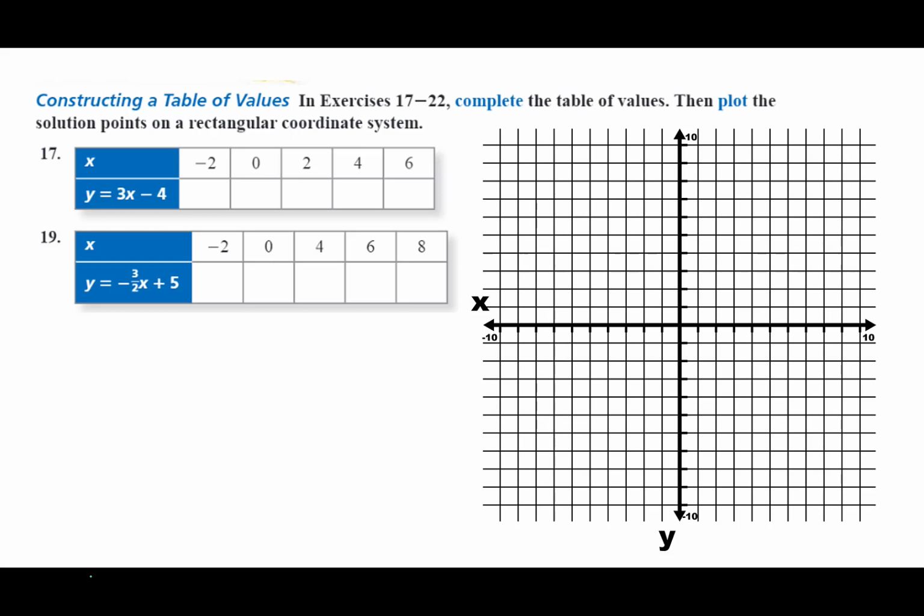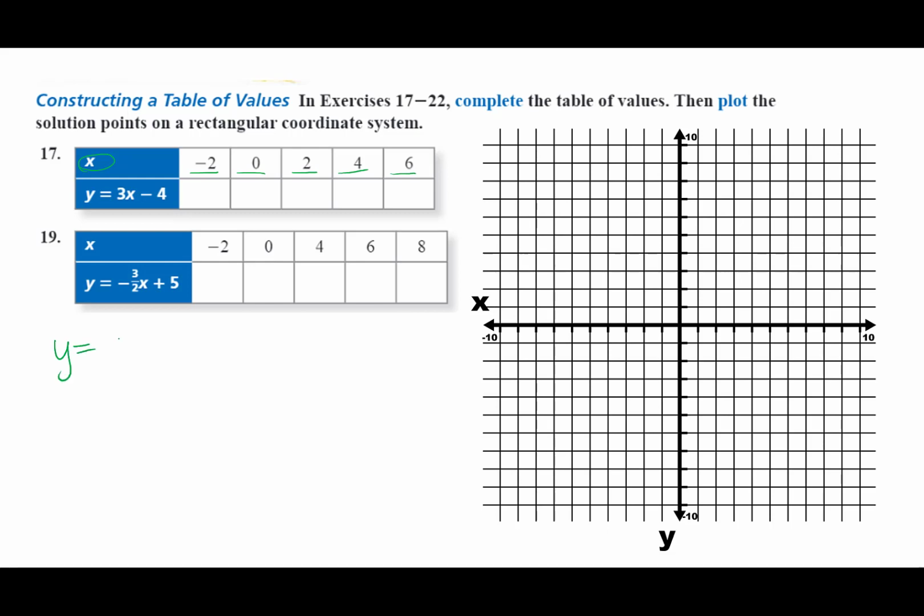In 17, you have a top row where in blue you have the variable x, and then you have the numbers -2, 0, 2, 4, and 6. And then in the next row, you have the equation y equals 3x minus 4. And then you have those blanks right underneath each of those numbers. So let me show you how this works.